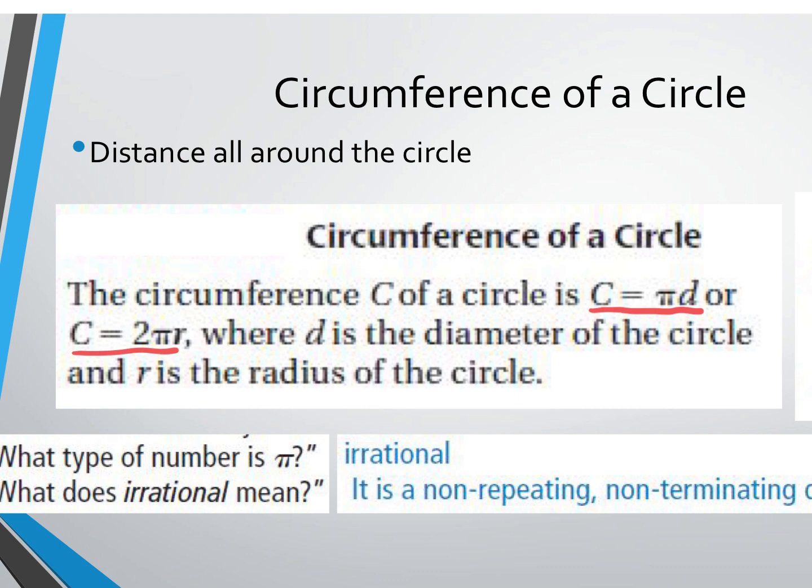So guys, you only need to know one of them, right? And you can automatically get the other, okay? So pi times the diameter is the circumference, or 2 pi r, which is 2 times the radius, times pi, okay? Now, pi is a symbol.